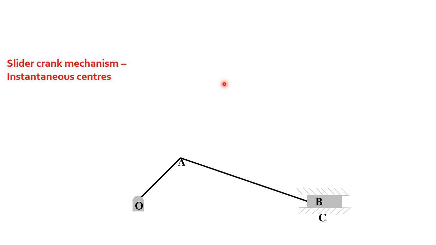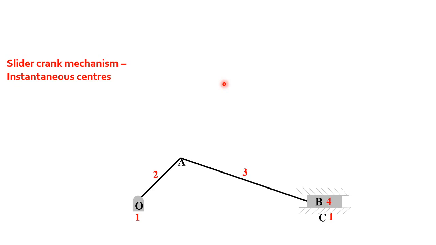Next, before locating the instantaneous centers, that is our objective, you should know the number of instantaneous centers for a slider crank mechanism. So what is the number of links for a slider crank mechanism? First link is the fixed link. We have the crank, connecting rod and slider, that is 1, 2, 3, 4. We have 4 links in a slider crank mechanism, that you know already.